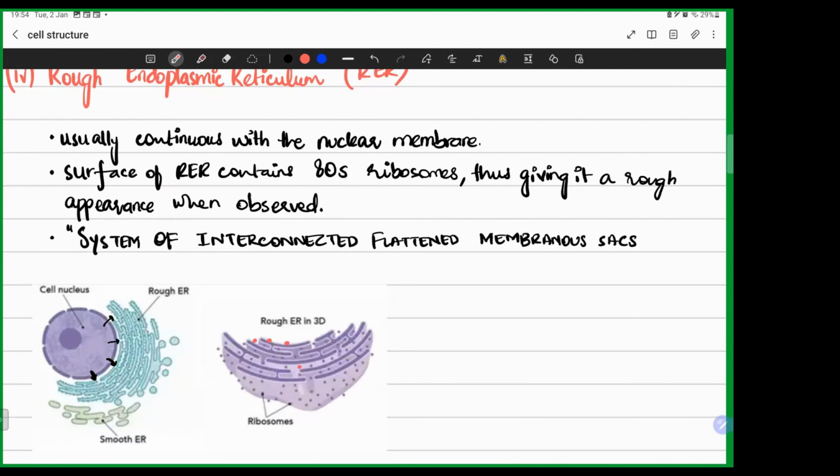An endoplasmic reticulum is a system of interconnected, flattened, membranous sacs. The first description is a system of interconnected. Then flattened, and membranous sacs. These are our three key words to describe the endoplasmic reticulum. Let's understand why we are saying this.